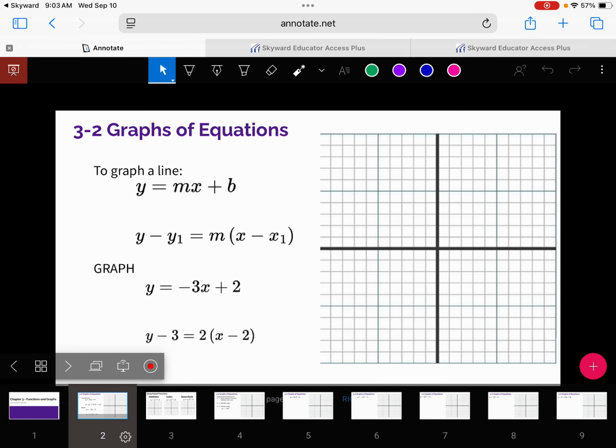We're going to start by looking at lines. And it's not going to take us a super long time.